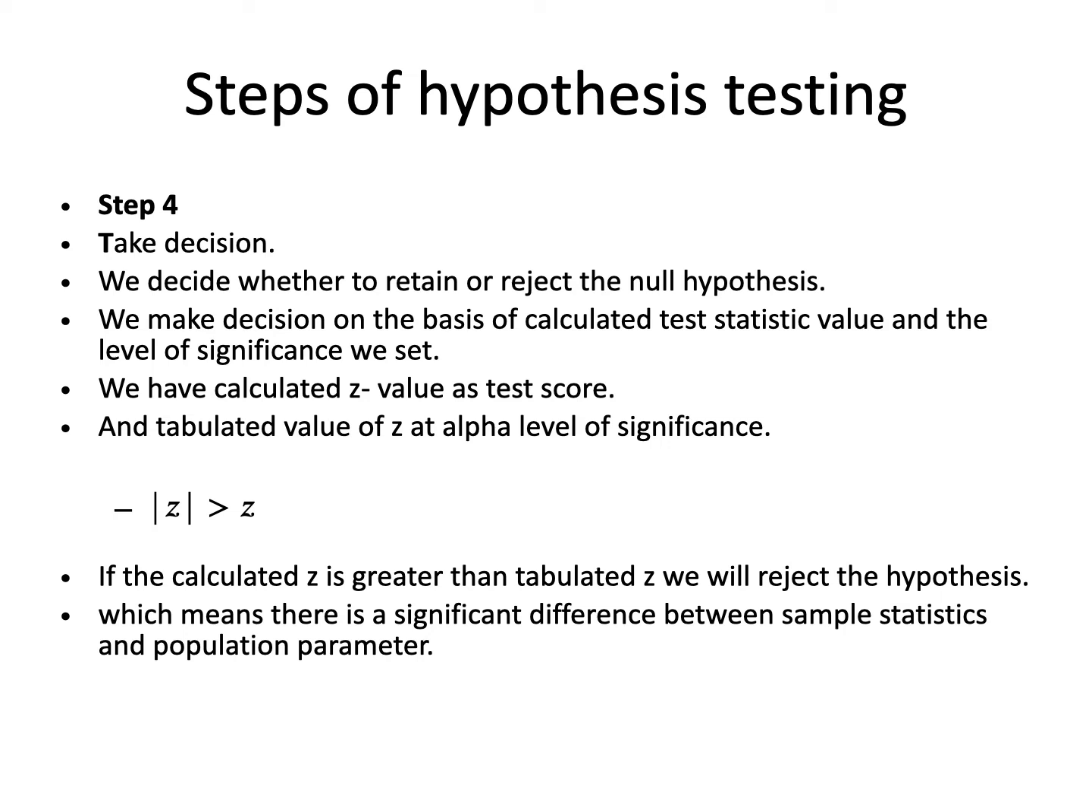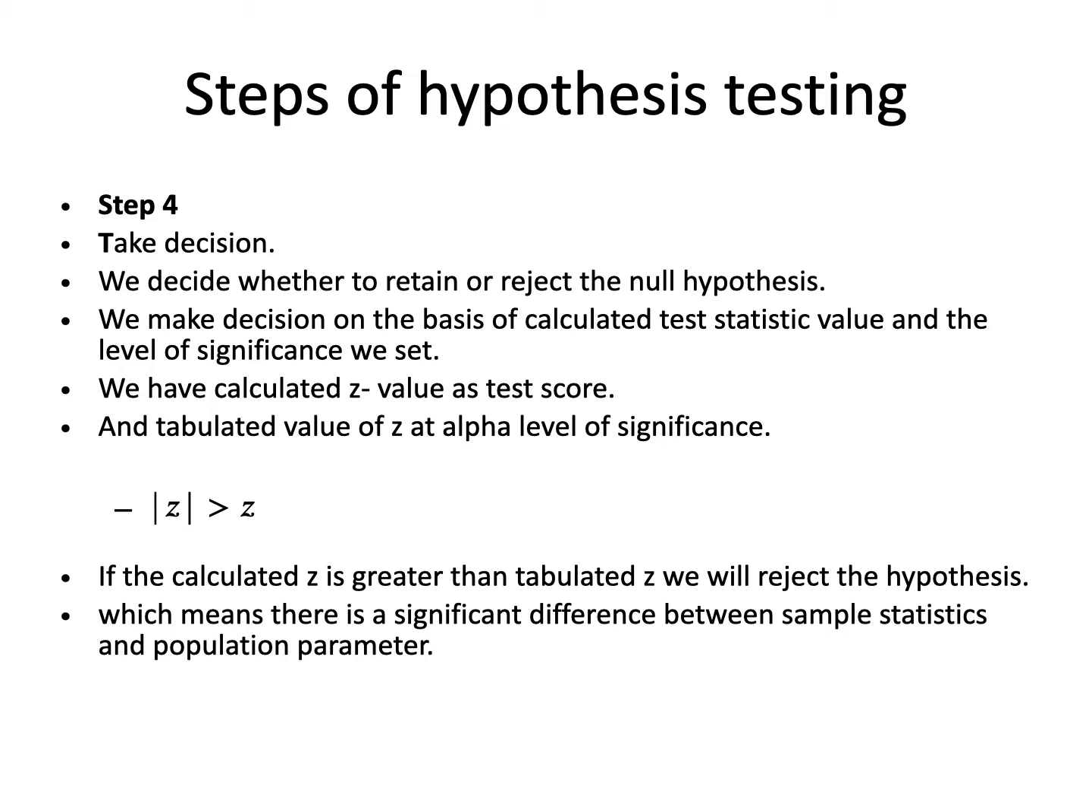And now in step 4 we will take the decision. Here the decision will be that we either retain or reject the null hypothesis, and we make the decision on the basis of the calculated test statistic value and the level of significance we set. Like we have the z value as a test score, and we have a tabulated value of z at the alpha level of significance. If the calculated z or the obtained z is greater than the tabulated z, then we reject the null hypothesis, which means there is a significant difference between the sample statistic and the parameter.